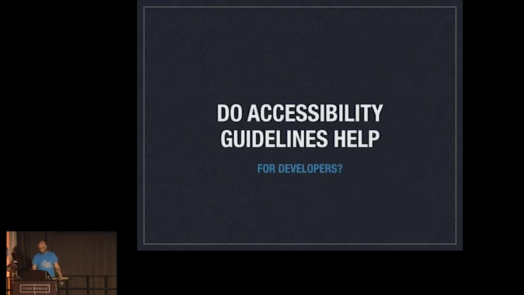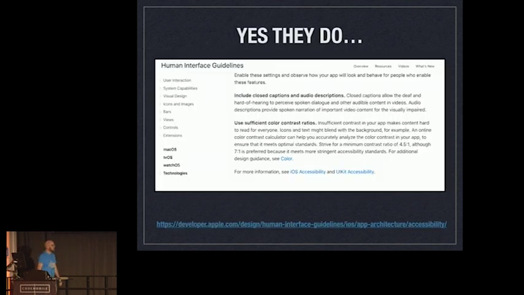So one of the next things I asked myself was, do the accessibility guidelines help for developers like us? Actually, I was quite shocked. Yes, they do. This is taken from Apple's Human Interface Guidelines on the site, and that bottom paragraph, use sufficient colour contrast ratios, I thought was really interesting, because there's no real mention there about using an API. It is what it says it is.